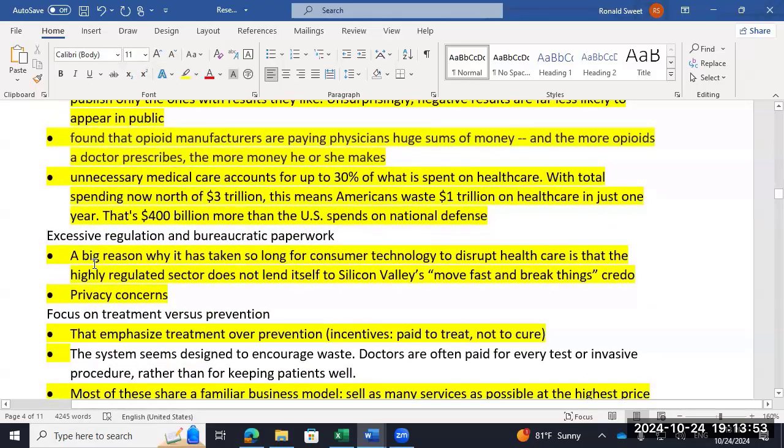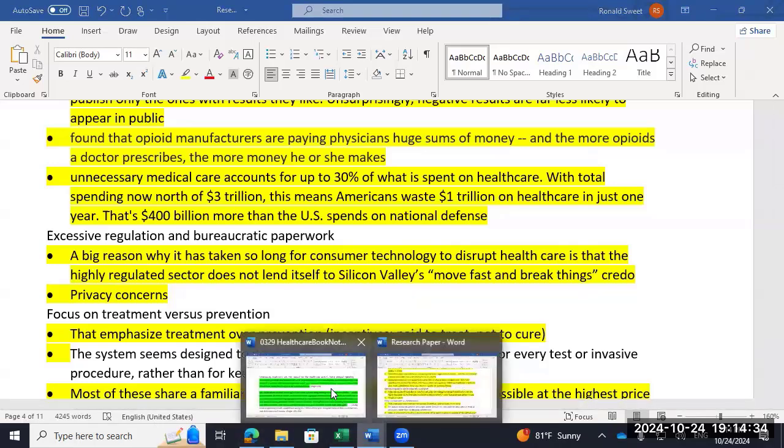Unnecessary medical care is up to 30%. Some people say as much as 50%. With total spending now north of 3 trillion, that means Americans waste 1 trillion on healthcare in just 1 year. That's $400 billion more than it spends on national defense. We could triple our national defense and our health would be no worse off. We could cut our healthcare 1/3, put that money, I'm not saying I want a national defense, but you could do that and essentially wipe out China and Russia as far as their arms race. We can never catch up with that. And our health would be exactly the same. We'd be no less healthy. We actually might be healthier because of so many unnecessary treatments that are going on.